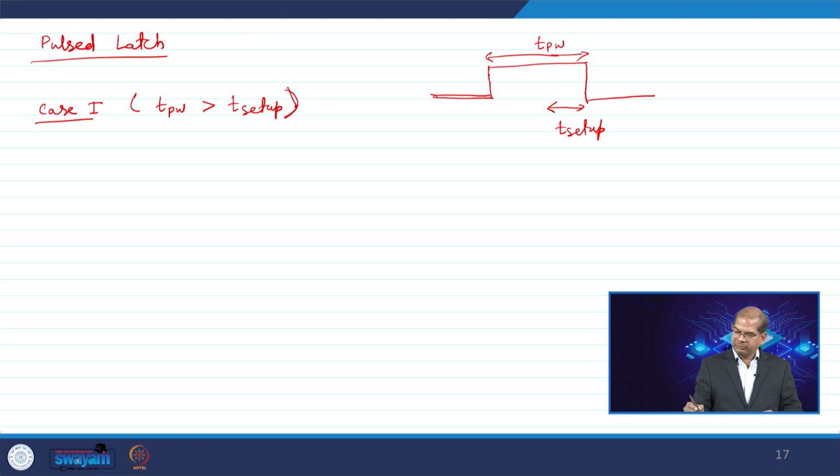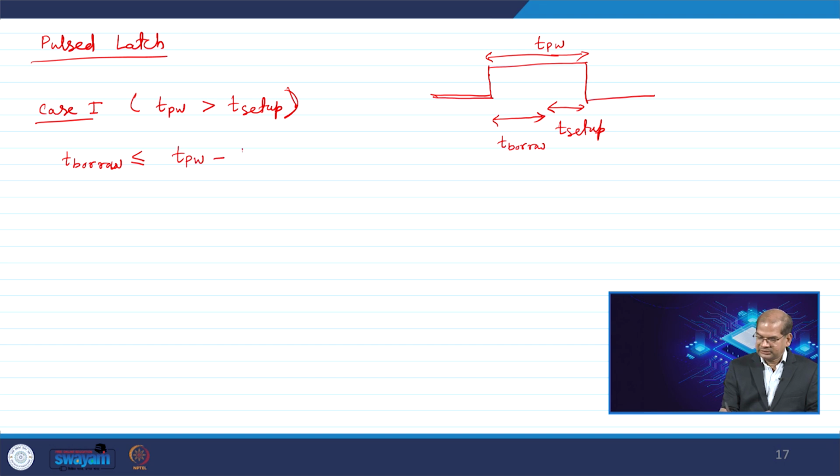The amount of time borrowing will be this much. So, this is T borrow. T borrow should be less than or equal to T pulse width minus T setup. Okay, so this is case 1.